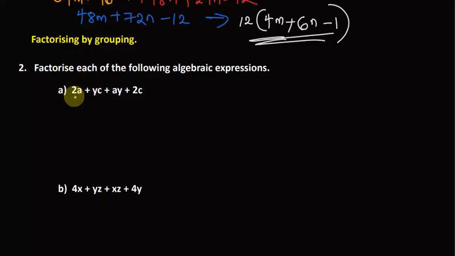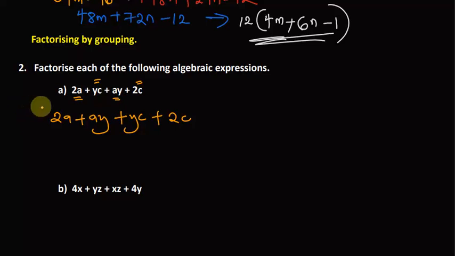The same concept, we group together the like terms. Those with the a, I am putting them together. So we'll have 2a plus ay, then plus those with c, I am putting them together. So we will be having yc plus 2c. So plus yc, then plus 2c. This is what we will be having.